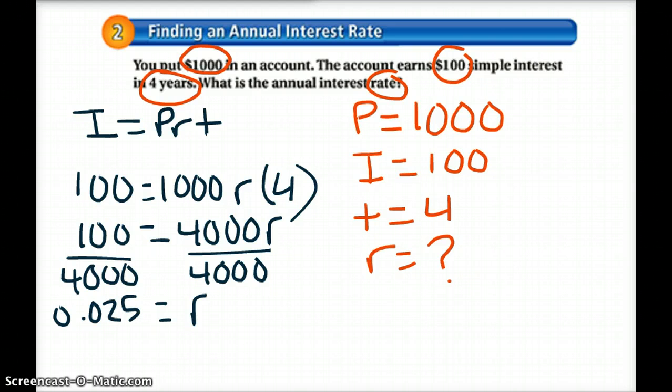25 thousandths. So the rate is written as a decimal, and now we're going to change it back to a percent, because when we talk about rates, we want them as percents. To change it to a percent, I'm going to move the decimal point 2 places to the right. So my final answer, my annual interest rate, is 2.5%.